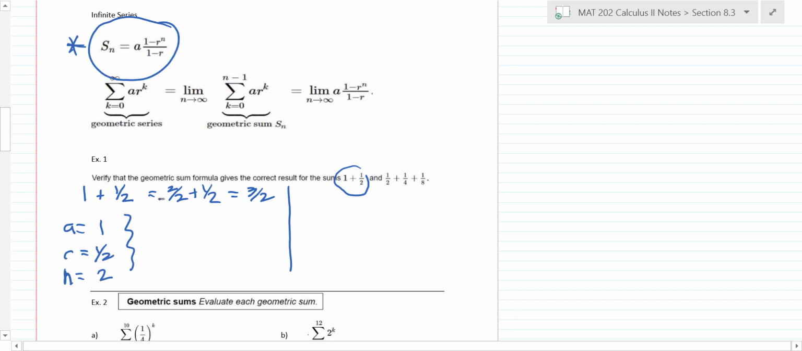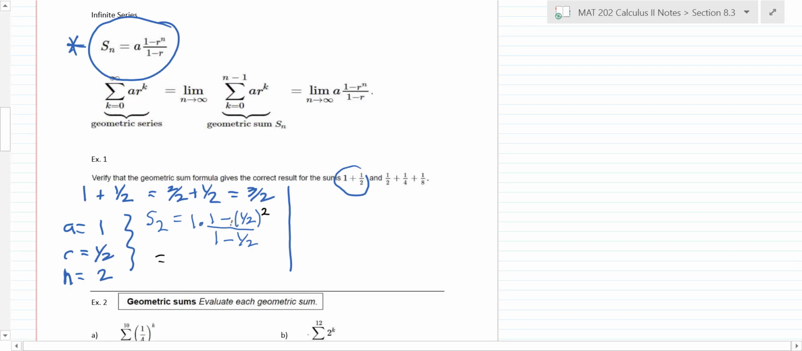So A is going to be 1. I'm going to write this as S of 2 is equal to A, which is 1, times 1 minus 1/2 to the second power. There's 2 terms, and then 1 minus 1/2. If we work out the details on that, we should get 3/2. So let's prove that to ourselves. Now n is going to be 2, so I need to plug that in like that. Does that look good to everybody? A is the first term, r is what you multiply by. That's the common ratio. Okay, work it out.